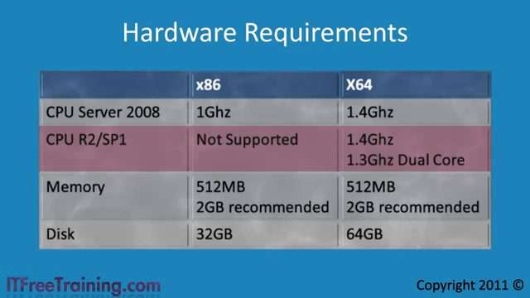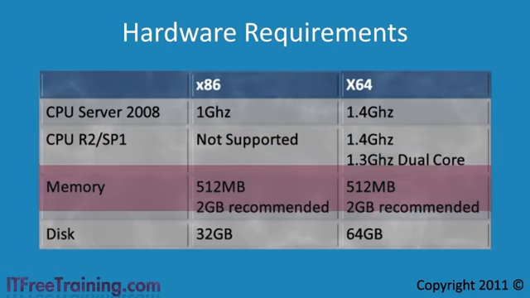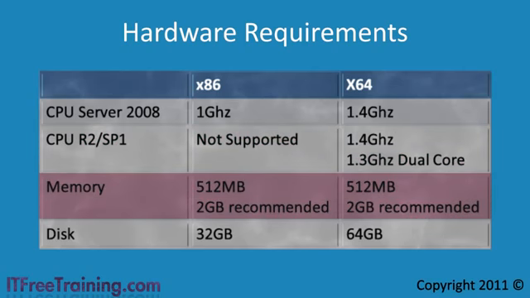If you are running Windows Server 2008 R2 with or without the Service Pack 1 on a 64-bit system, you need to be running, once again, a 1.4 GHz CPU. If you are running a dual-core 64-bit CPU, Microsoft has dropped the requirement to a 1.3 GHz CPU. Windows Server 2008 R2 does not support 32-bit CPUs, so you will need to run Windows Server 2008 if you have a 32-bit CPU.